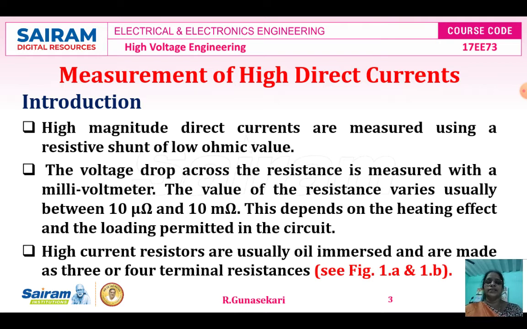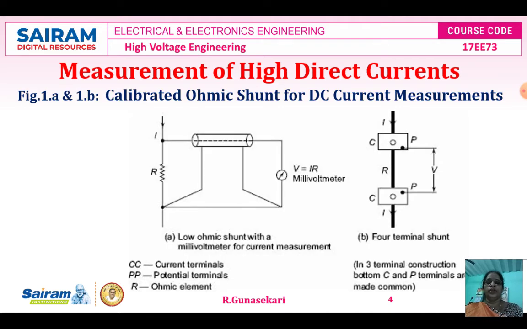High current resistors are usually oil immersed type and are made up of 3 or 4 terminal resistance, which is shown in figures 1A and 1B. Now you see the figure. Figure 1A represents the low ohmic shunt with a millivoltmeter for high current measurement. Figure B represents the 4 terminal shunt, which is used for high direct current measurements.